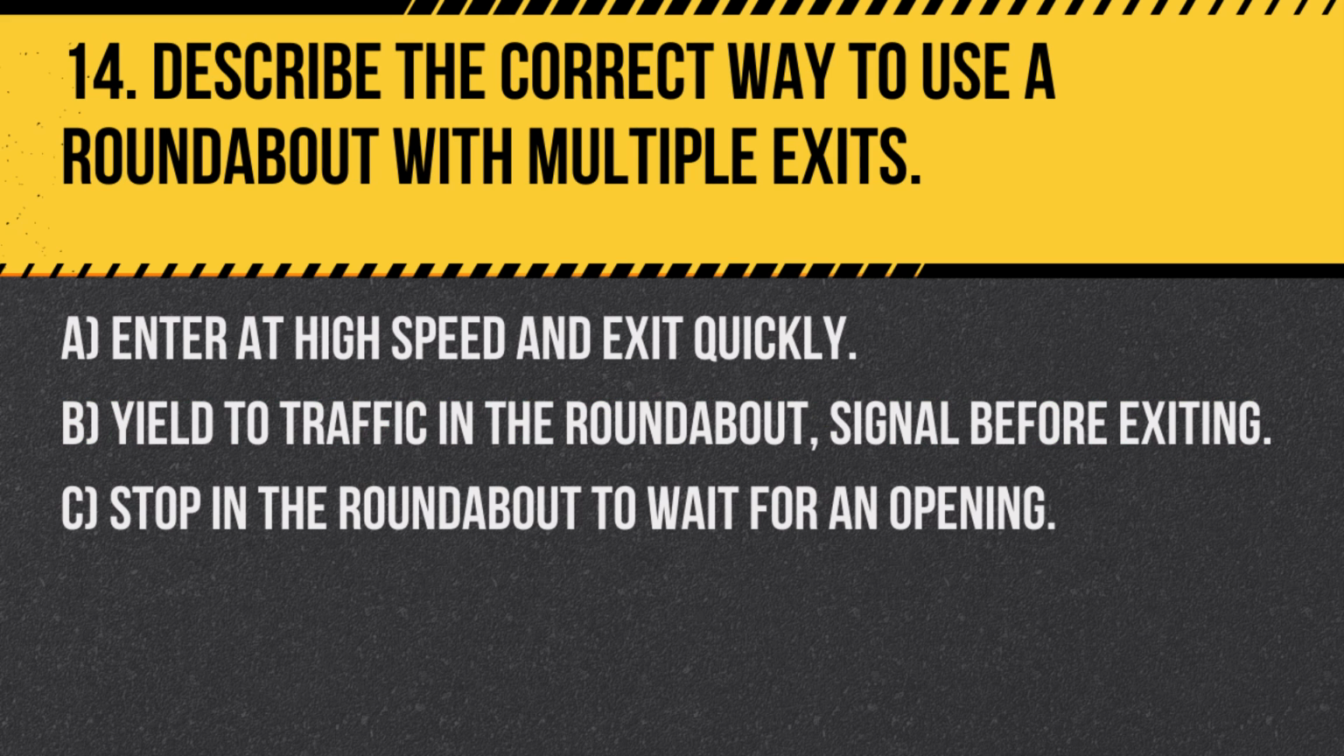Question 14. Describe the correct way to use a roundabout with multiple exits. A. Enter at high speed and exit quickly. B. Yield to traffic in the roundabout, signal before exiting. C. Stop in the roundabout to wait for an opening. Answer B. Yield to traffic in the roundabout, signal before exiting. Proper roundabout etiquette improves flow and safety.